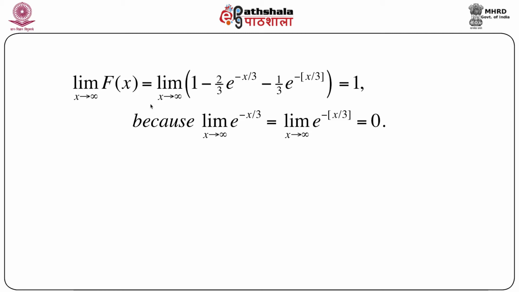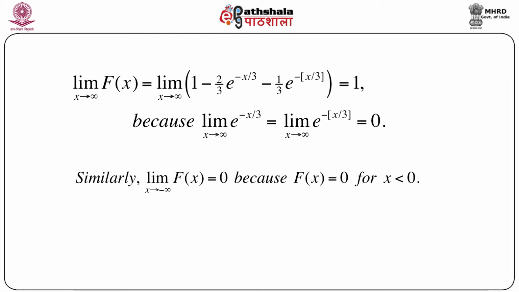Now what about capital Fx as x goes to infinity? This is equal to the limit as x goes to infinity of the entire expression 1 minus 2/3 e to the power minus x by 3 minus 1/3 e to the power minus floor of x by 3. Clearly, as x goes to infinity, e to the power minus x by 3 is 0. E to the power minus floor of x by 3 is also 0, because as x gets larger and larger, e to the power minus a very large quantity will be arbitrarily small, and hence the limit is 0. So ultimately the limit is equal to 1.